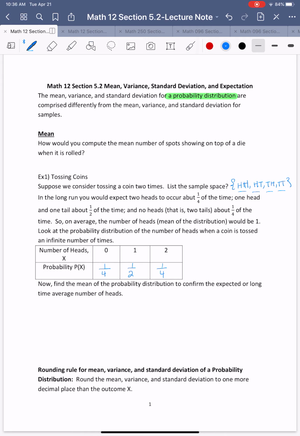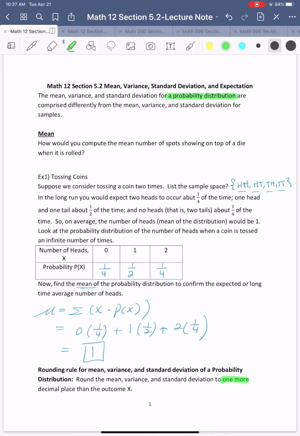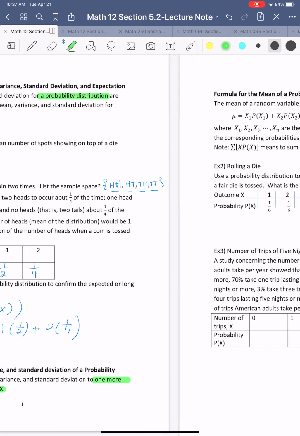All right, in order to find the mean for this one, we are using the same formula we have: sigma of x times p of x. You multiply individually 0 times 1/4, 1 times 1/2, and 2 times 1/4, which comes out as 1. The rounding rule for the mean, variance, and standard deviation of a probability distribution is to round it to 1 more decimal place than the outcome x.